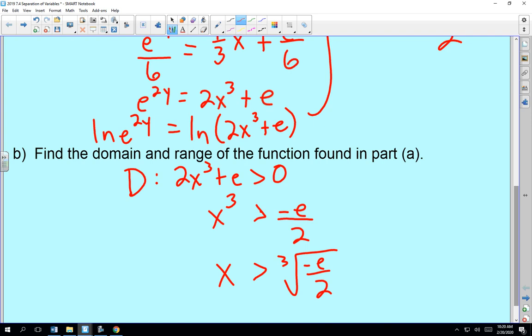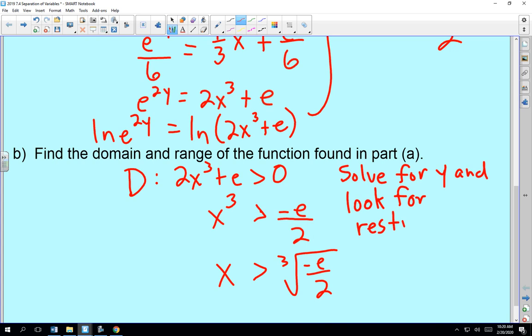So what did we do to get the domain? We solved for y and looked for restrictions on x. Let me write that down. You really should know this. So to get the domain, we solve for y and look for restrictions on x.